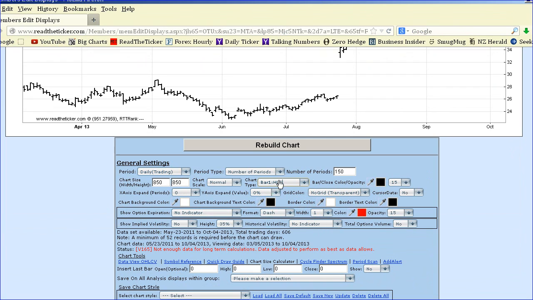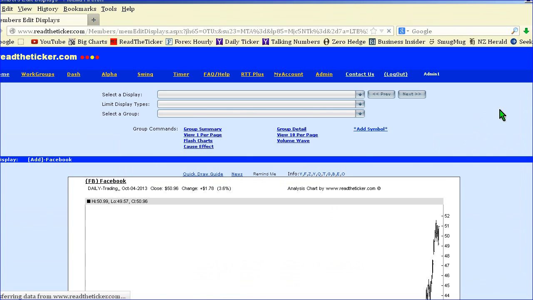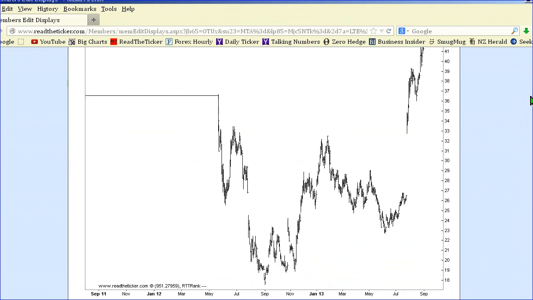I like to choose high, low, close. It's just a personal preference. We'll put in 1,000 bars, even though I know there's not 1,000 bars, there's only 600 or so. But we'll just do that anyway. Rebuild.